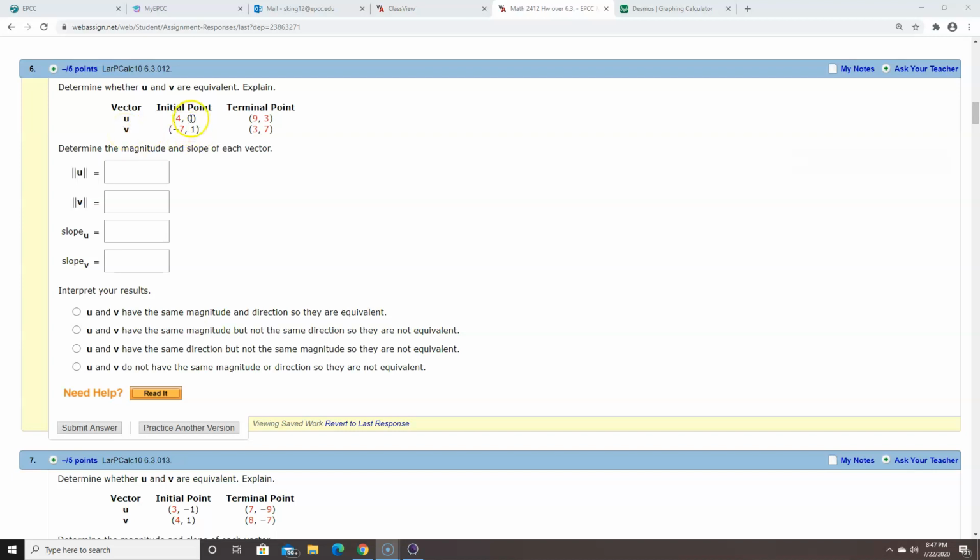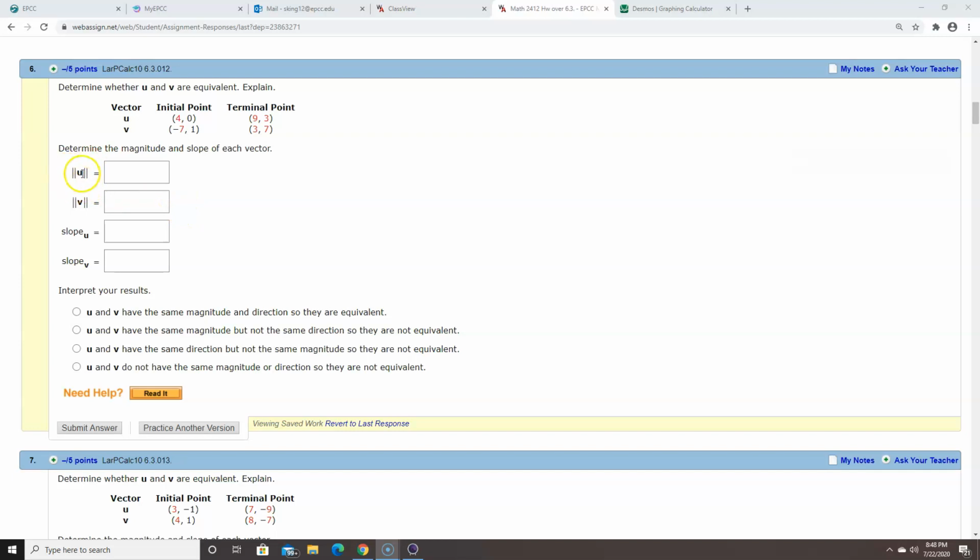We're going to draw these points on an xy coordinate plane. These are the first four parts to this question. One of them is, what's the slope of the vector u? What's the slope of the second vector v? We'll just use our rise over run formula. If we have two points, which we do, initial point and terminal point, we'll just use rise over run.